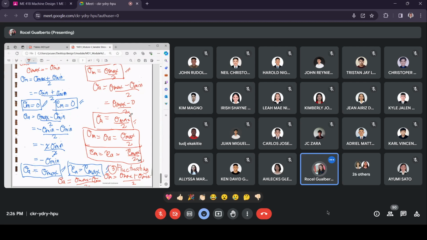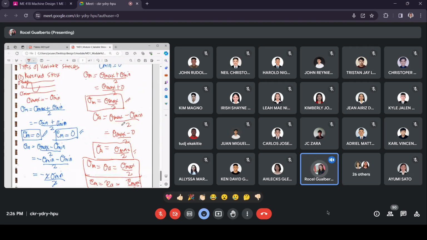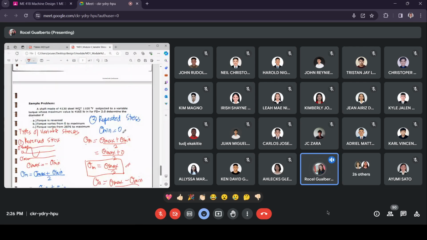Makikita nyo po dito sa sample problem na nandyan, yung letter A. Torque is reverse. So, yan po yung reverse stress. Yung pangalawa po, torque varies from 0 to maximum. So, minimum is 0. So, therefore, yan po ay repeated. Ano yung pangatlo? Torque varies from some value to maximum. So, meaning this is minimum to maximum. So, yan po yung fluctuating type.